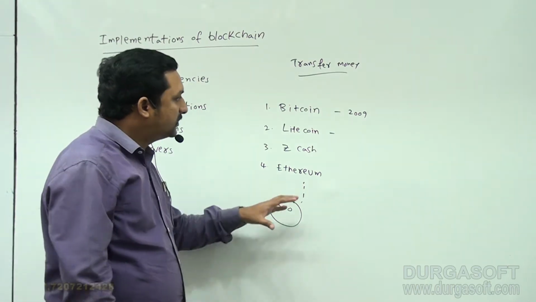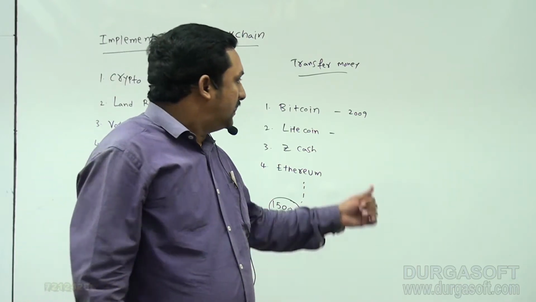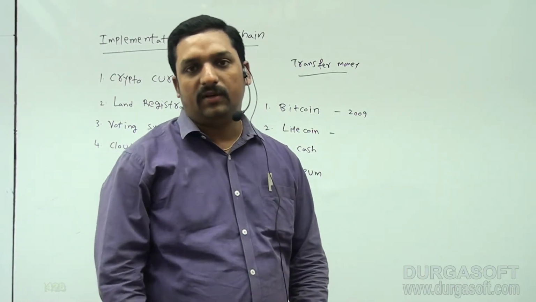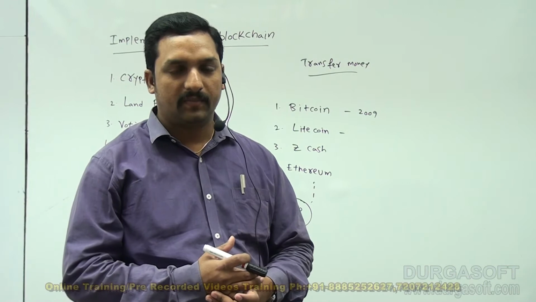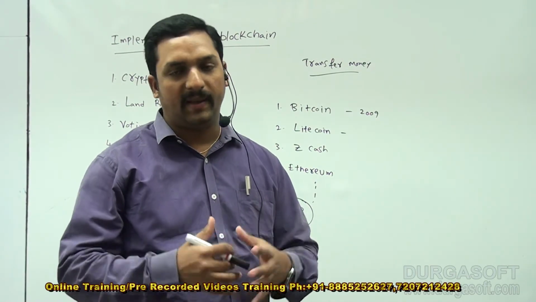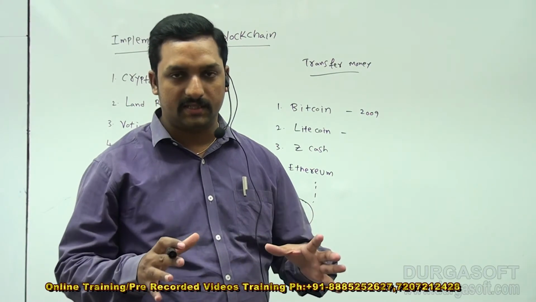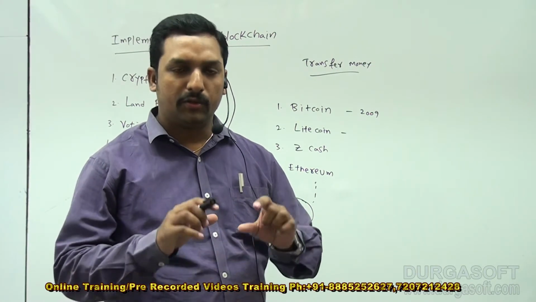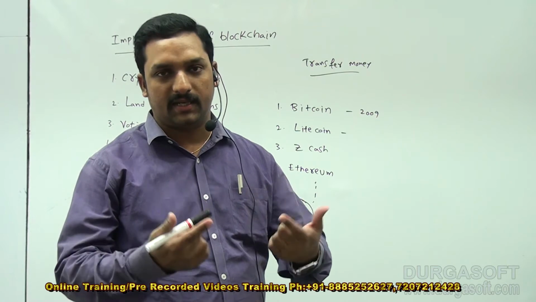So what's happening here? In this type of cryptocurrency, as I told already, there is no government involved. There is no RBI or any kind of bank systems, any kind of centralized systems involved. Programmatically, we are able to generate the currency.